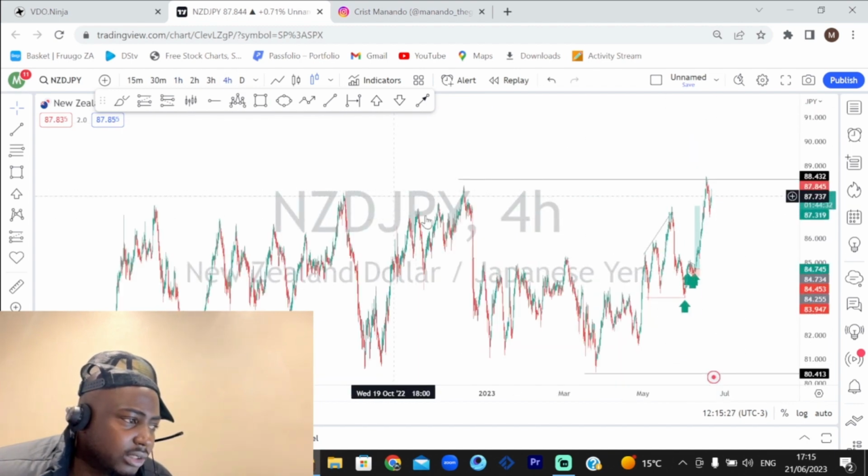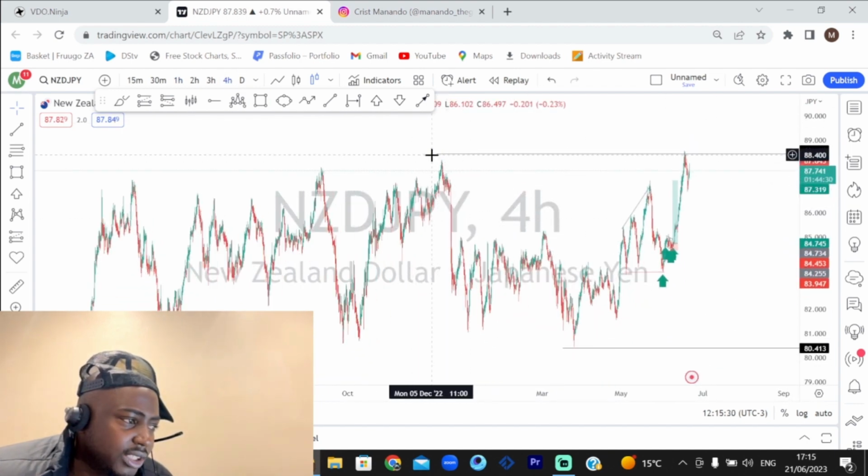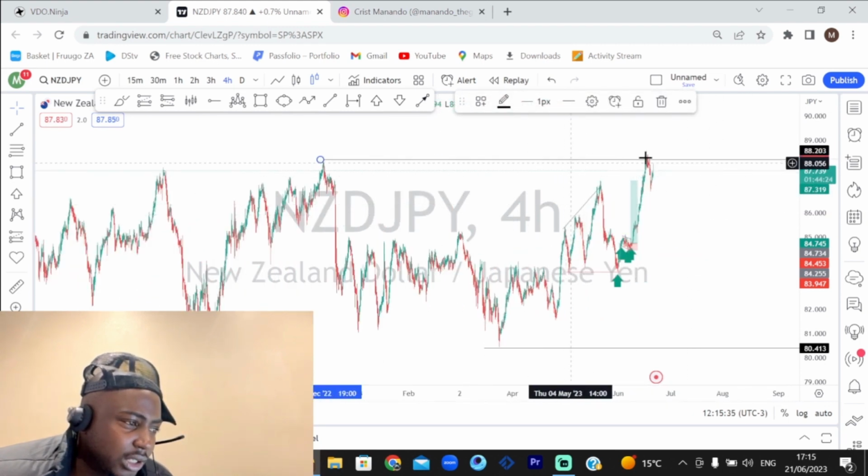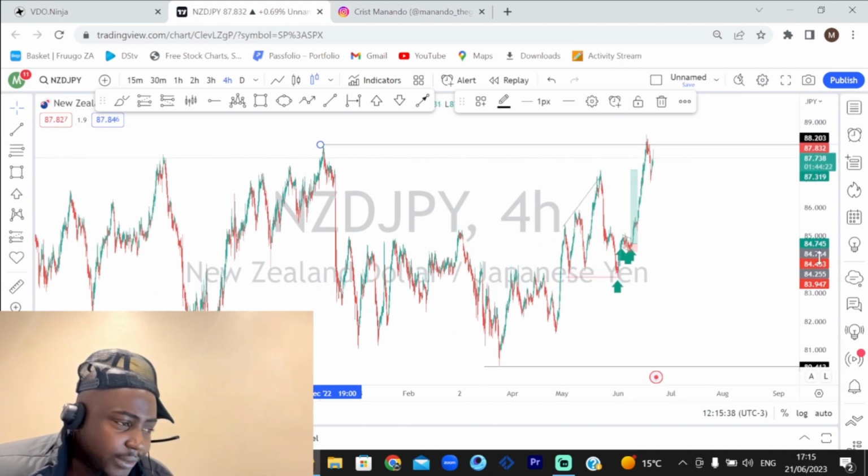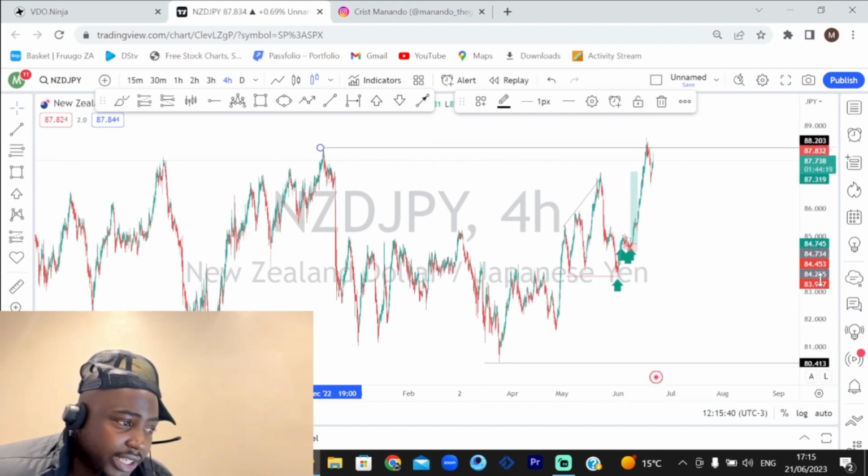Let me just zoom out. We basically reached this previous high, which was our final take profit. And yeah, we can all exit this setup.